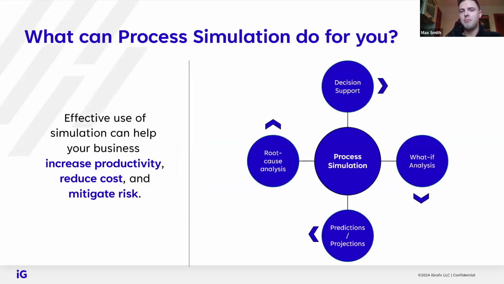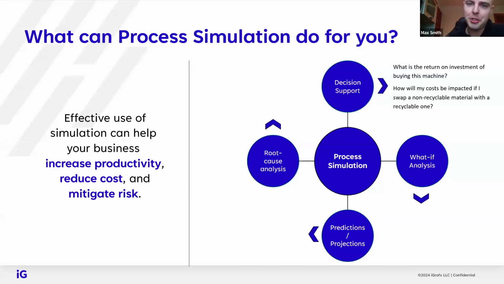So how can process simulation help you solve for those types of changes? At its core, if you effectively use process simulation, you can help your business improve productivity, reduce costs, or mitigate risk. This is at the business level, but also at the specific process level that you're trying to improve. And we can do this through a number of different avenues, or a number of different questions that you might want to ask. It helps with decision support.